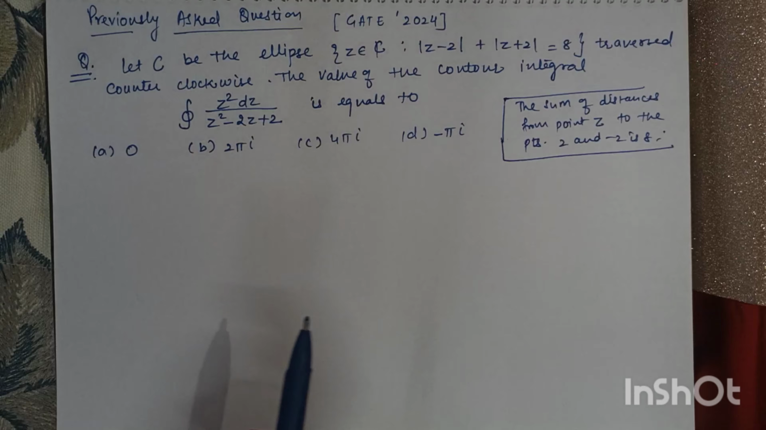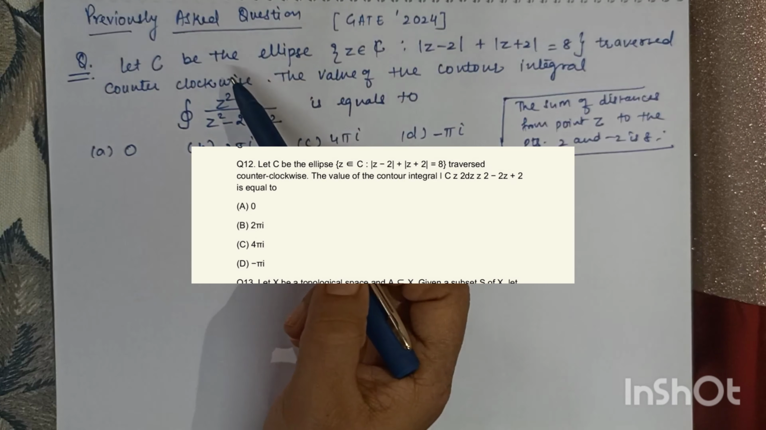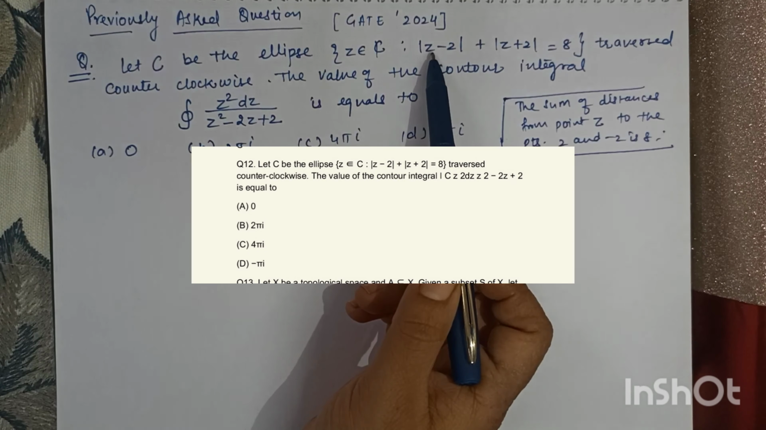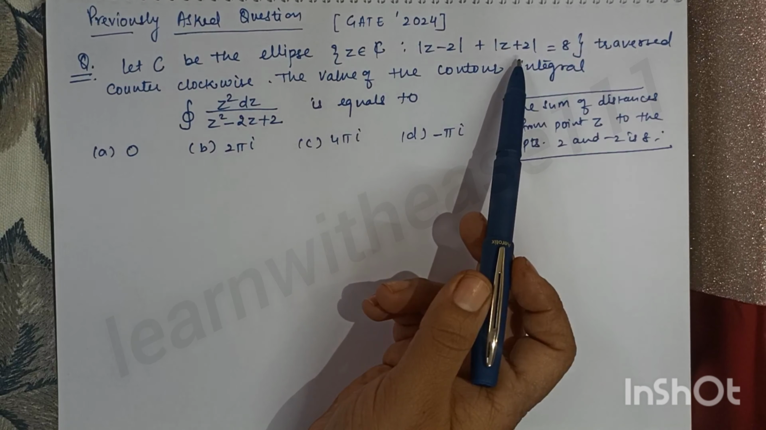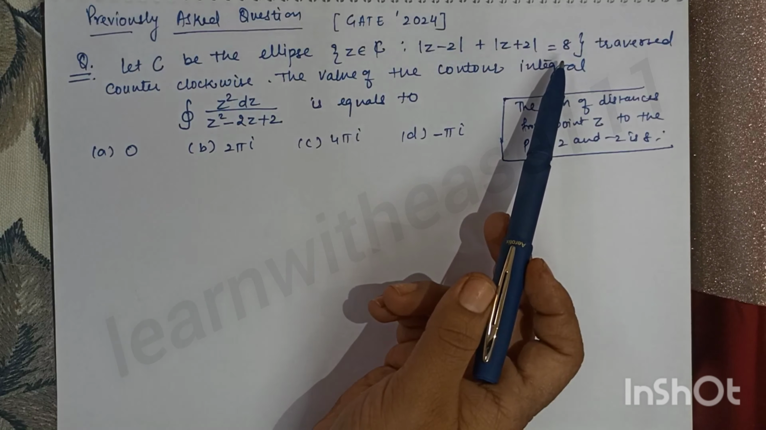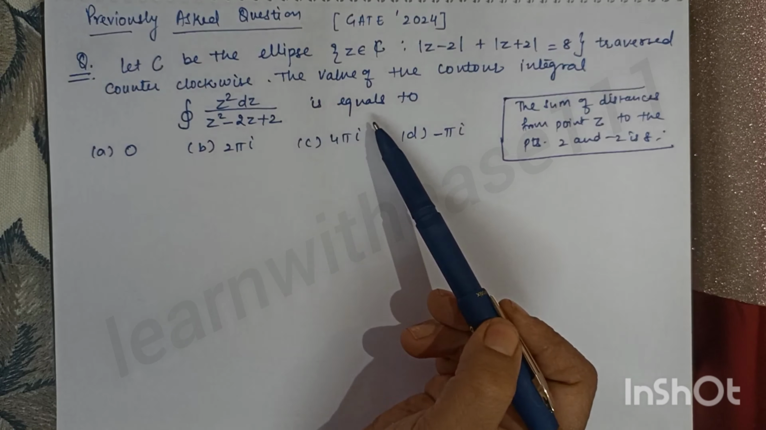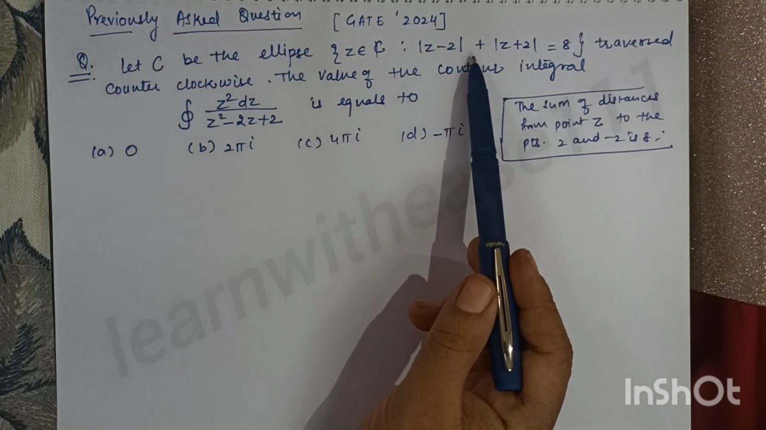A question from complex analysis that came last year in GATE. The question is: C is the ellipse consisting of complex numbers z such that |z - 2| + |z + 2| = 8, traversed counterclockwise. We need to find the value of the contour integral.